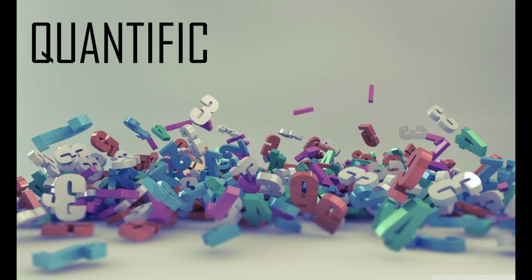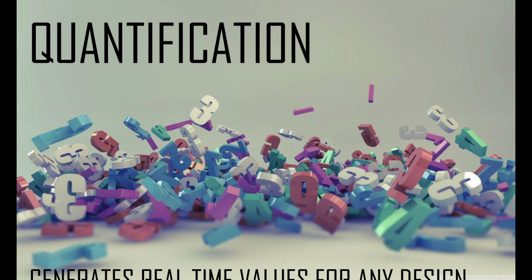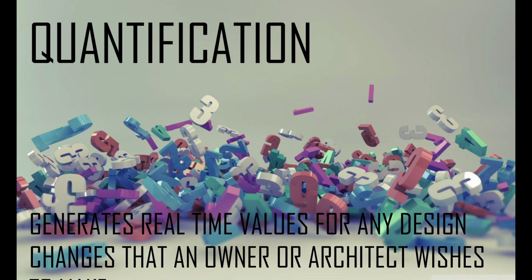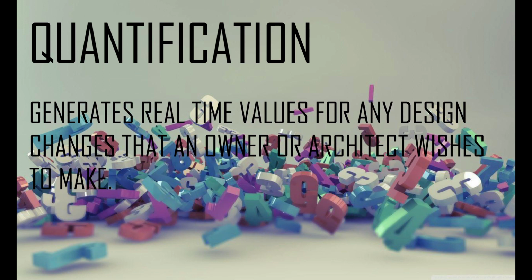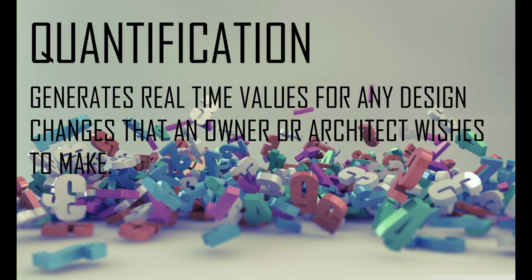So next is quantification. So BIM generates real-time values for any design changes that an owner or architect wishes to make. So meaning, BIM automatically updates your project. For example, there's a revision. You have to change the height or the length of a wall. So once you put a value there, it automatically updates the 3D plan as well.